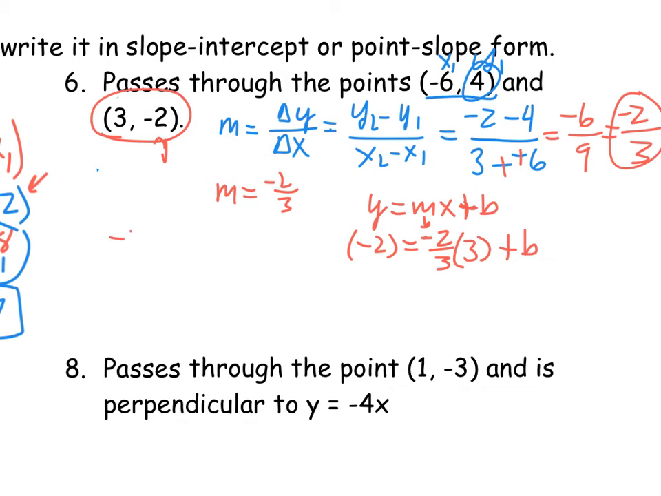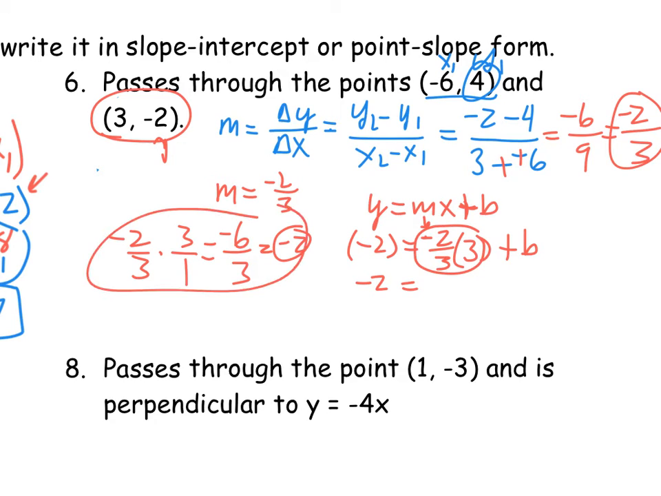You can use your calculator, but negative 2/3 times that 3, that's 3 over 1. So that's negative 6 over 3. Divide that, you get negative 2. So this is basically negative 2 equals, when we multiply this over here now, we got negative 2 again, plus b. Finally, adding 2 to both sides so we can solve for b. They both cancel out. That means b is equal to 0.